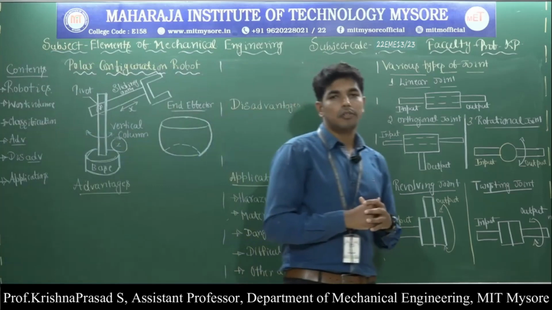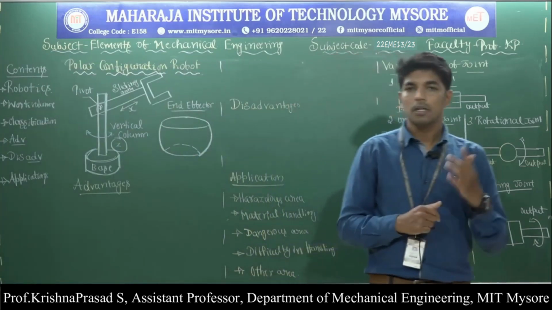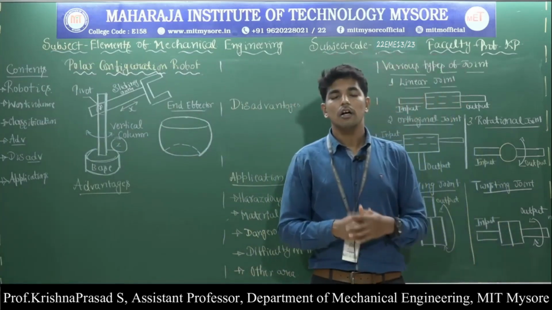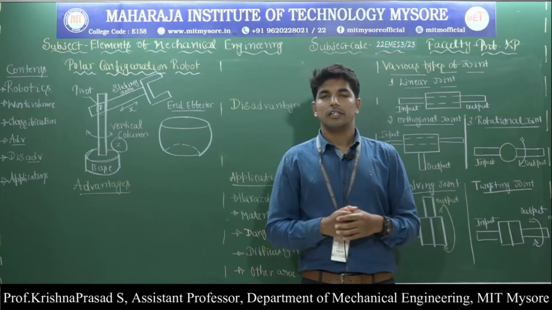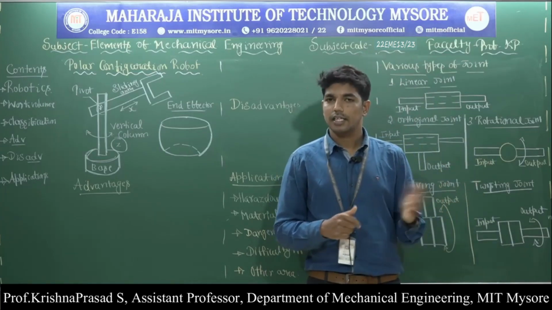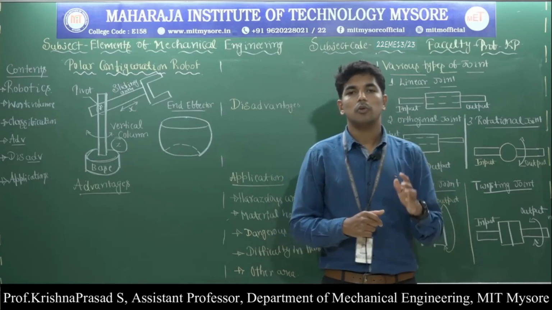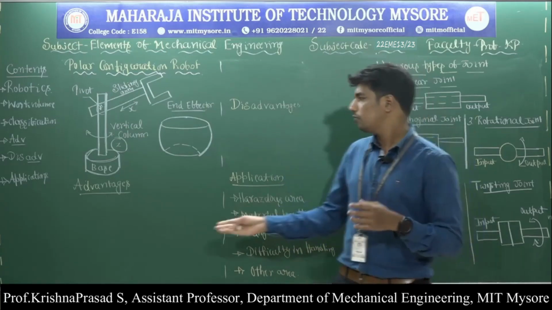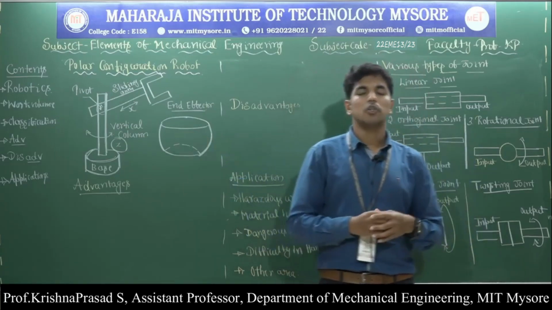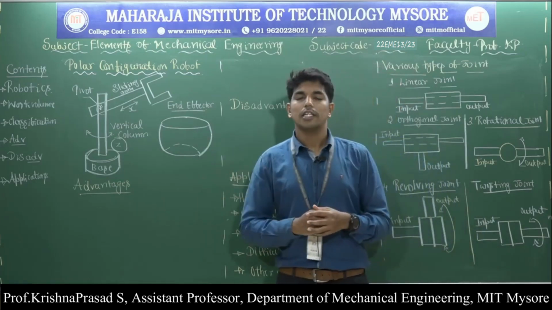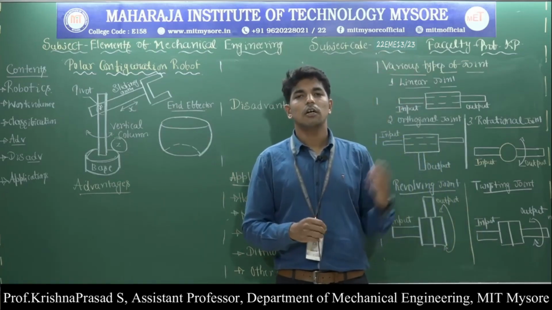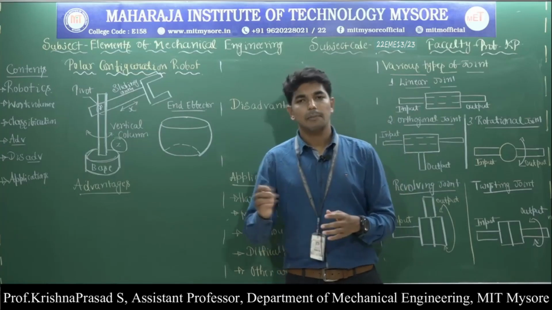There are mainly four types. The first is the Cartesian configuration robot, where the motion of the robot traces a rectangular workspace. Then in the cylindrical configuration, the motion of the robot traces a cylindrical workspace. In the polar configuration, the motion traces a partial sphere. And in the jointed arm configuration, the motion of the robot traces a complete sphere.